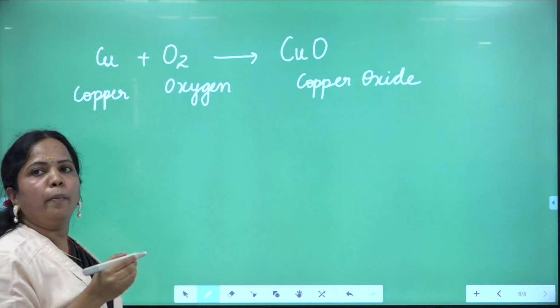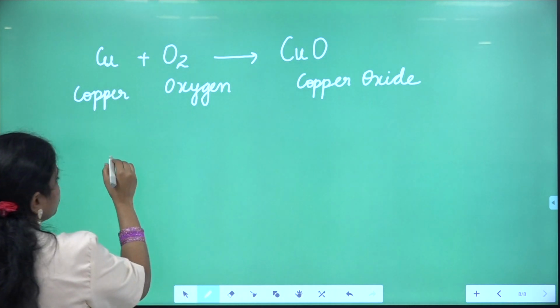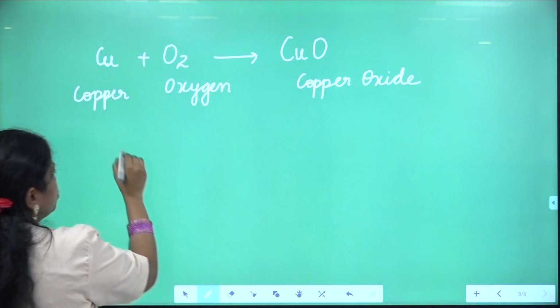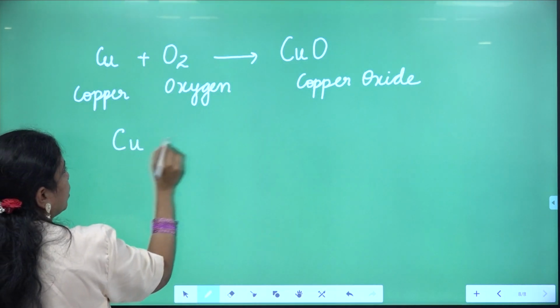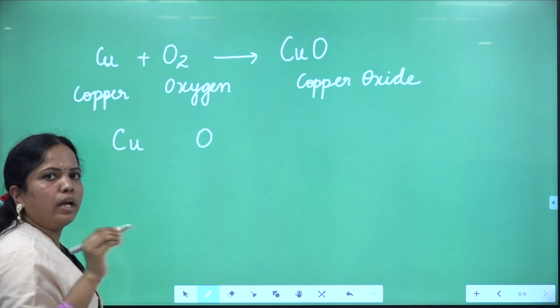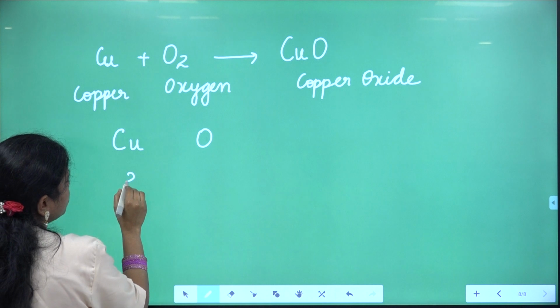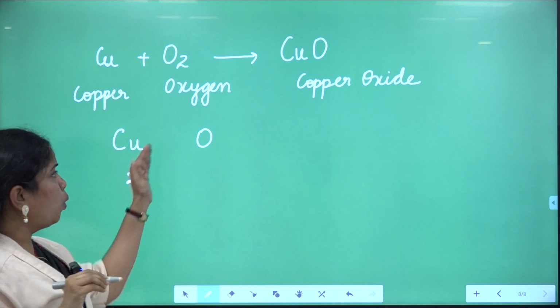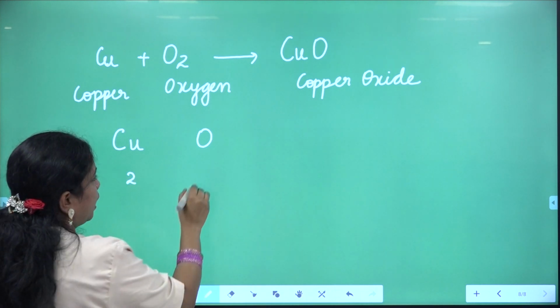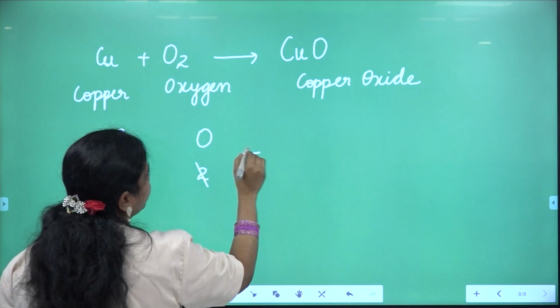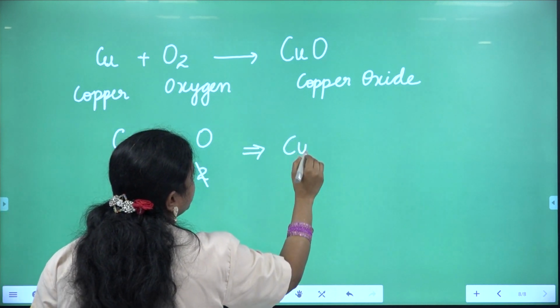Now we will see how it is copper oxide. First, children, we need to write the elements. In copper oxide, copper and oxygen are the two elements. Copper's valency is 2 and oxygen's valency is also 2. So the formula of copper oxide is CuO.